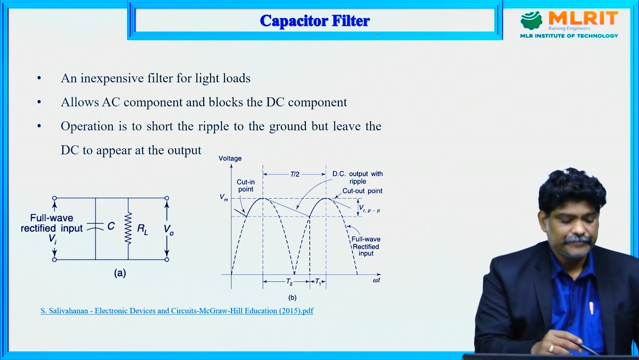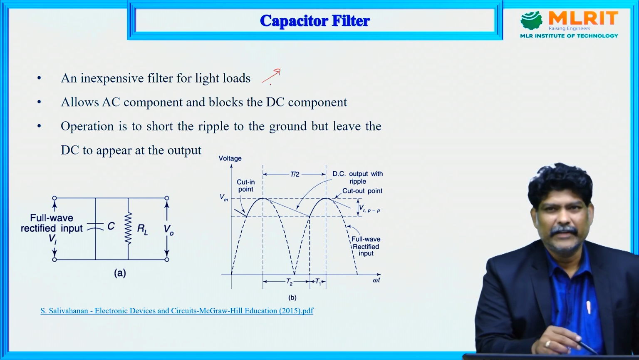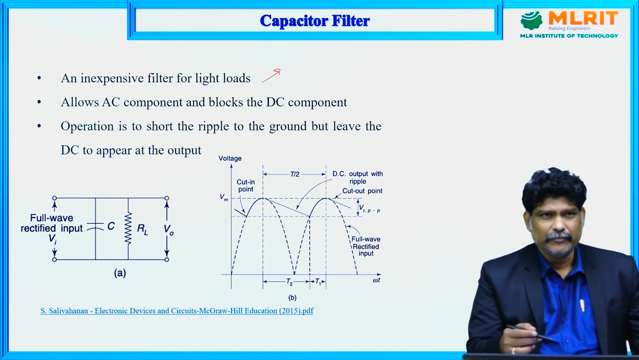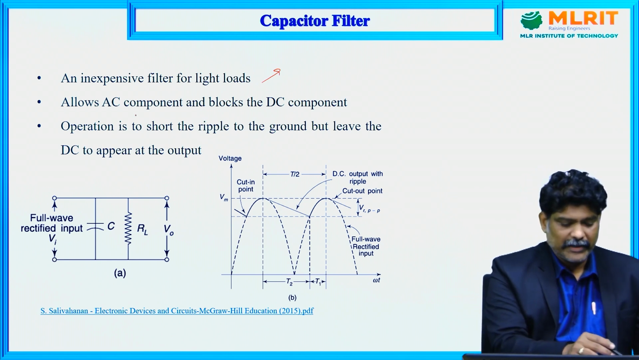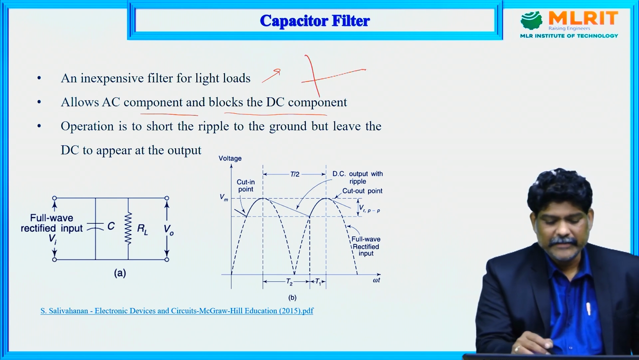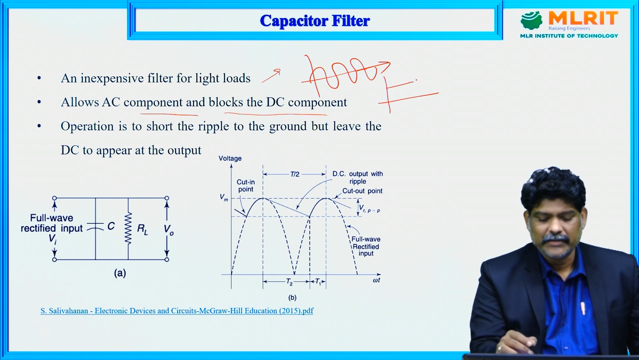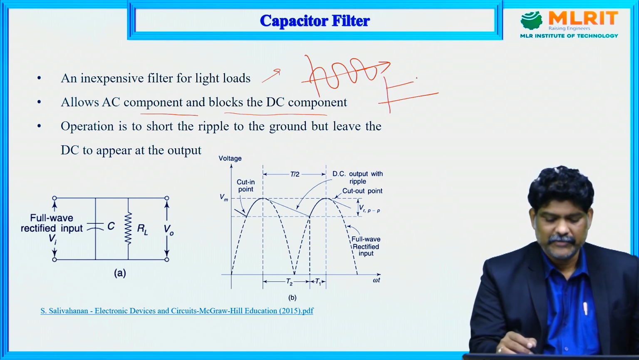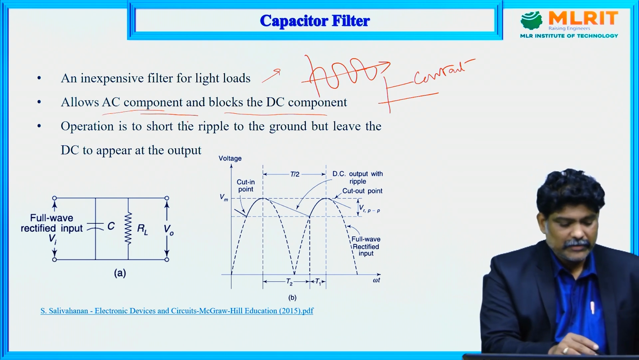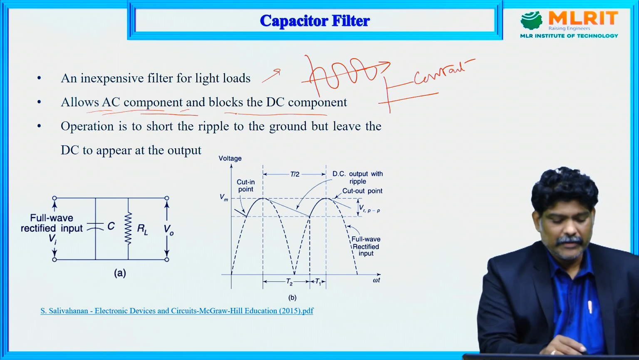The capacitive filter is a very simple and inexpensive filter for very light loads. So what is the basic property of any capacitor? It allows the AC component and blocks the DC component. The AC is represented with this signal, and the DC component does not vary with time, so this is constant. The basic property of a capacitor is to allow the AC component and block the DC component.